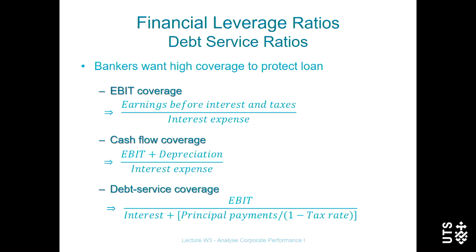Right? Someone could say, well, instead of using EBIT, we could use EBITDA, because in reality, depreciation and amortization are not cash expenses. So we still have that money to potentially pay for interest. And that's a fair point. And that's the reason why we have here this cash flow coverage, which is EBIT plus depreciation, so we add back depreciation.